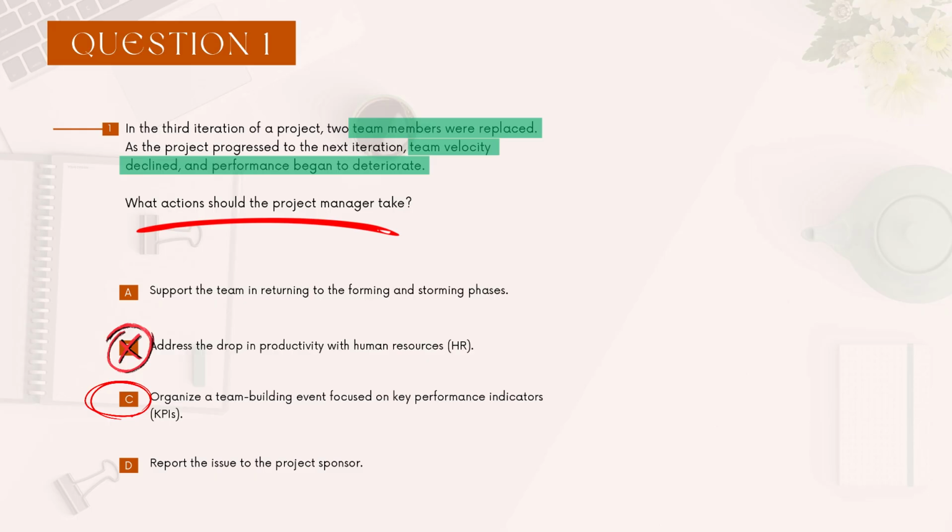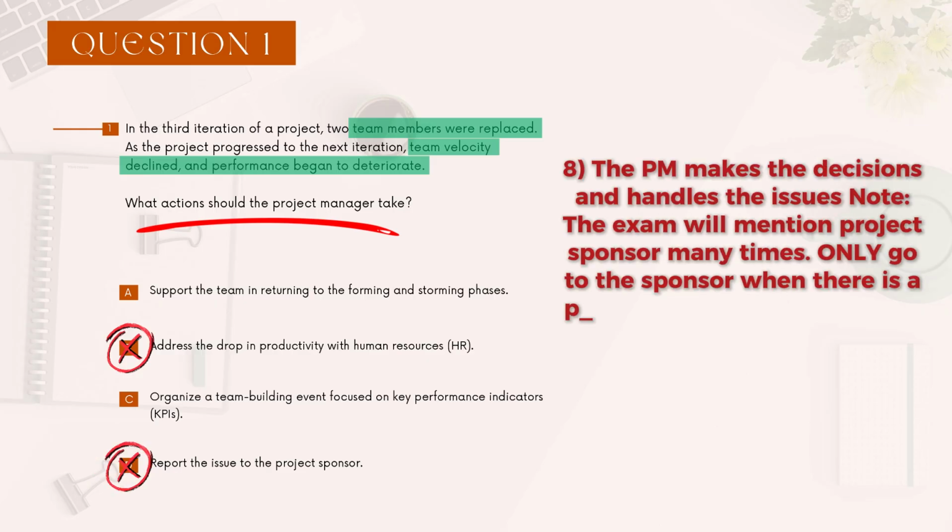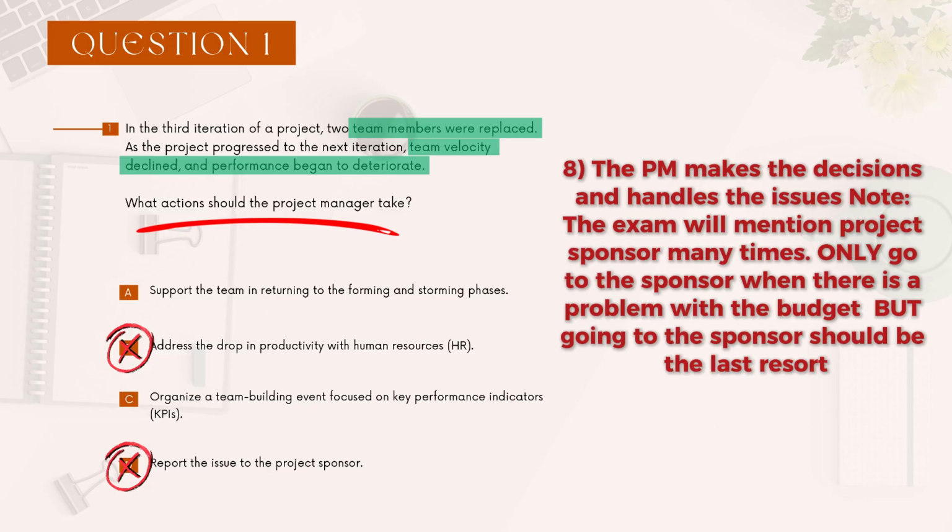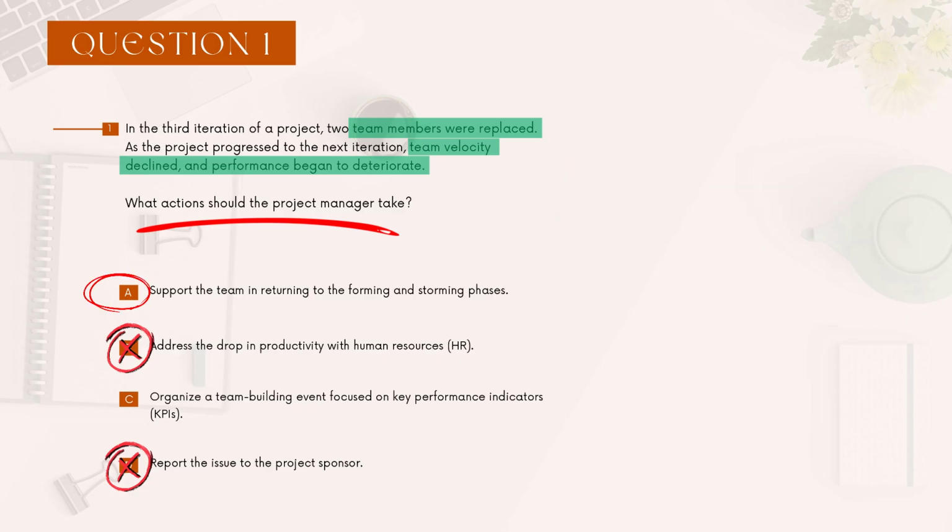C, organize a team building event. Focus on key performance indicators, KPIs. Not a bad solution. You know, we have performance issues. It might help, right? D, report the issue to the project sponsor. Eliminate. This contradicts principle number 8. Reporting the issue to someone who's not involved in the situation is like escalating it, right? Let the project manager solve the issue. We are left with A and we're left with C.